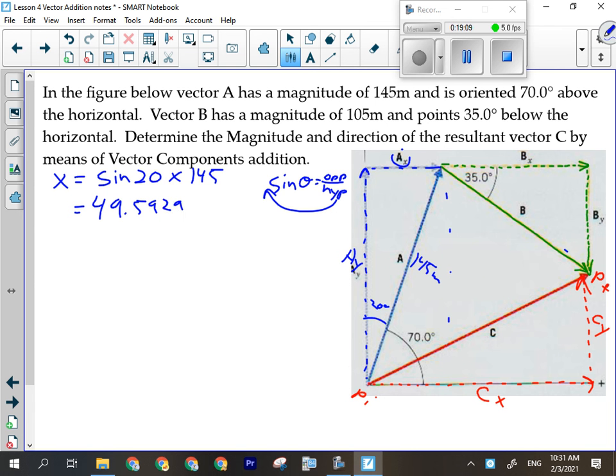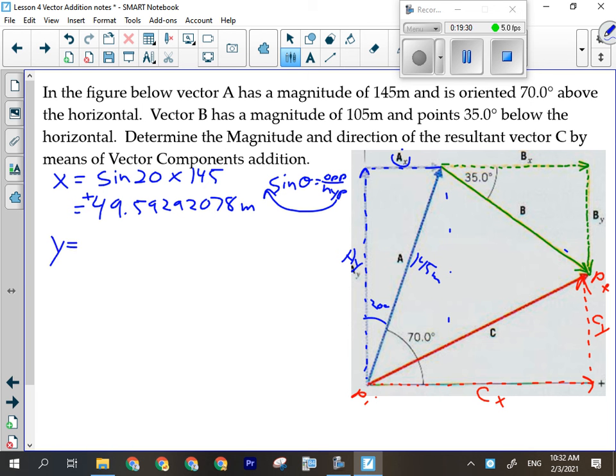and I have to keep all my decimals. This is what's going to be really cumbersome this way. Okay, meters, and that's going to be to the right, because it doesn't give me compass directions here, it's saying above the horizontal. So that'll just be a positive number because it's along the positive x-axis.